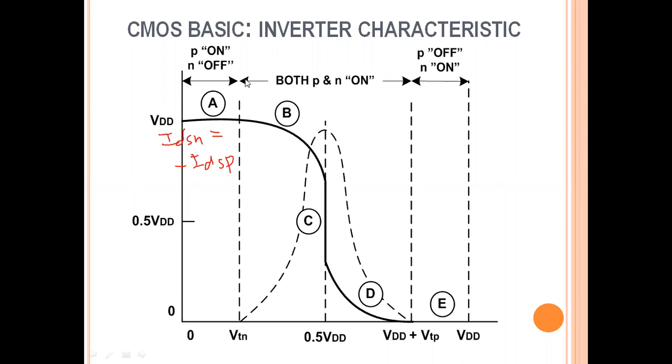Now we'll understand region B. Here we have shown the dotted line, with both P and N on, right? Here the output voltage slowly decreases. It starts from B, and when it reaches the cross section of P and N, that is the C region. So the output voltage slowly decreases, starting from this point B to here.